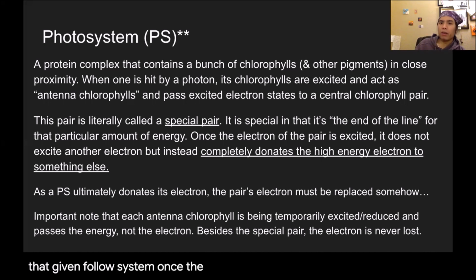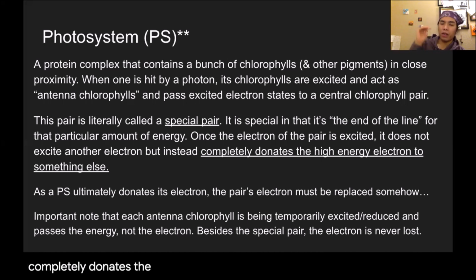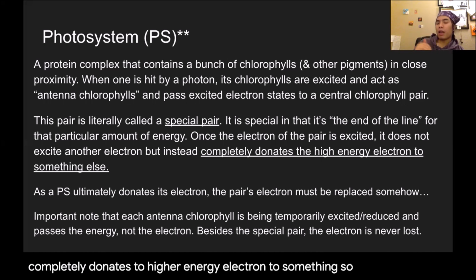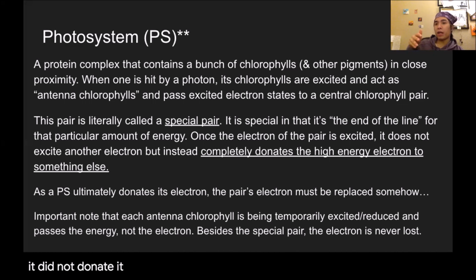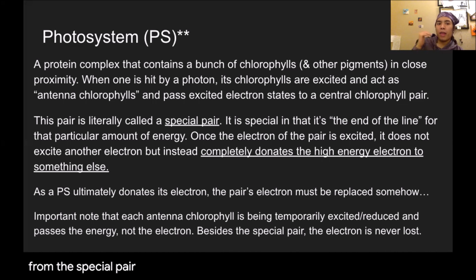Once the electron of the pair is excited, it does not excite another electron. It does not give away its energy. What it does is completely donate the higher energy electron to something. So that means it did not donate its energy, it donated its entire electron, which happened to also have that energy with it. So as a photosystem will ultimately donate its electron from the special pair, that electron must be replaced somehow. We will talk about that soon.